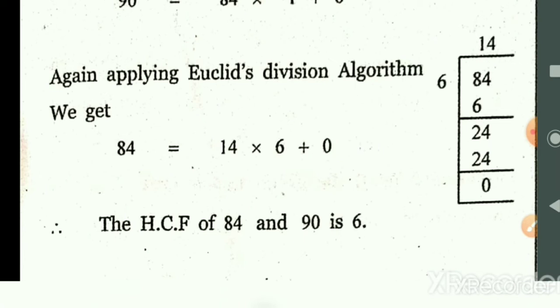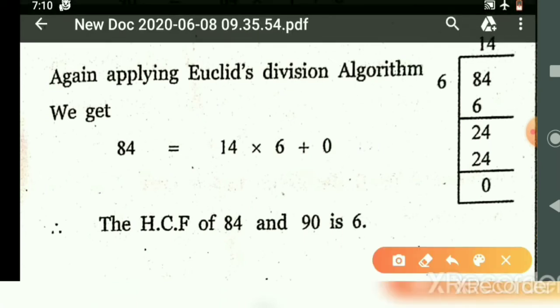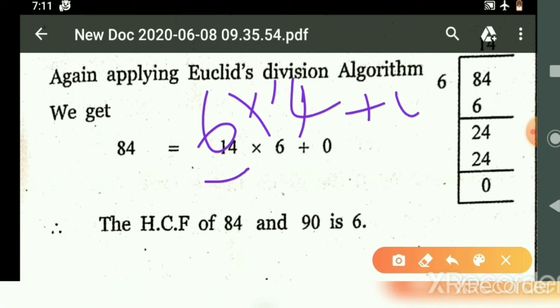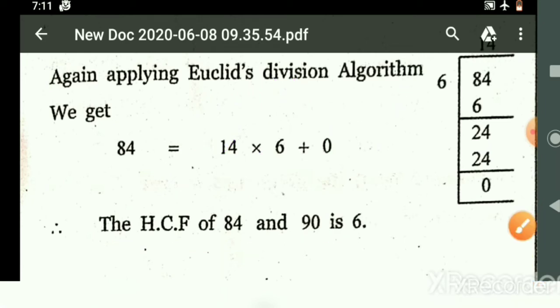So what is the divisor now? The divisor is 6. 84 is equal to 14 into 6 plus 0. Here the divisor is 6. So the HCF of 84 and 90 is 6.